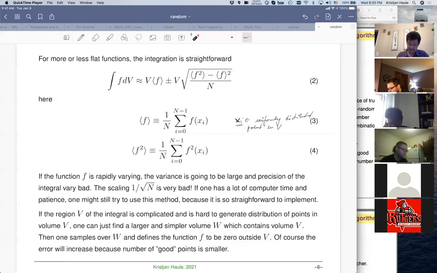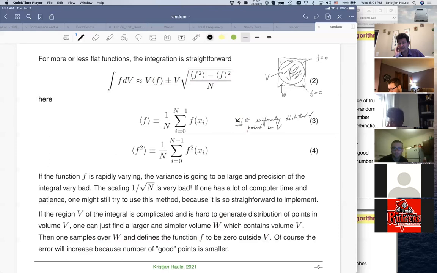So let's say if we're interested in a two-dimensional case, and let's say that we don't know how to handle a sphere. We can always find a hypercube which contains the sphere, and then we say that the function f is zero outside the sphere, and then throw the points into the cube. Then we are going to get, of course, the integral in the sphere. So all we need to do is to define that f is zero padded. In other words, f is zero outside this particular volume, and for the simple volume W, it's easier to handle than for volume V. So it's a simple algorithm.